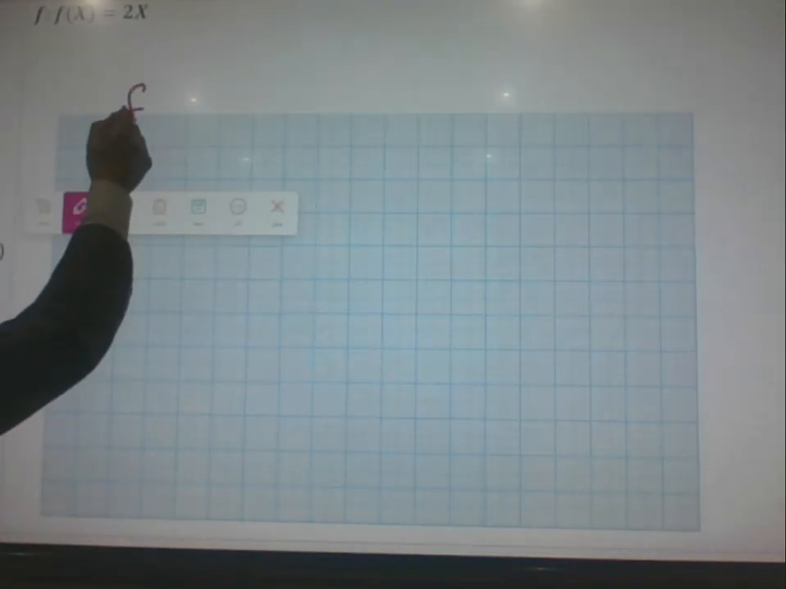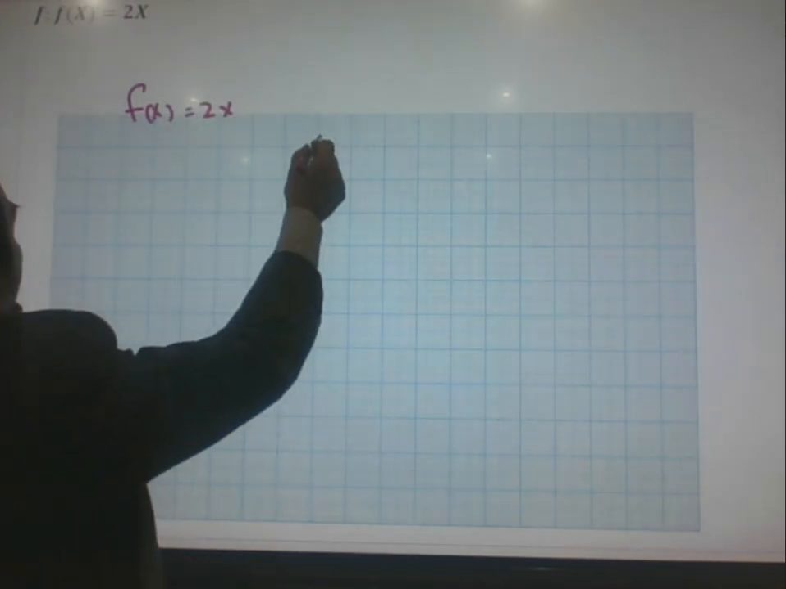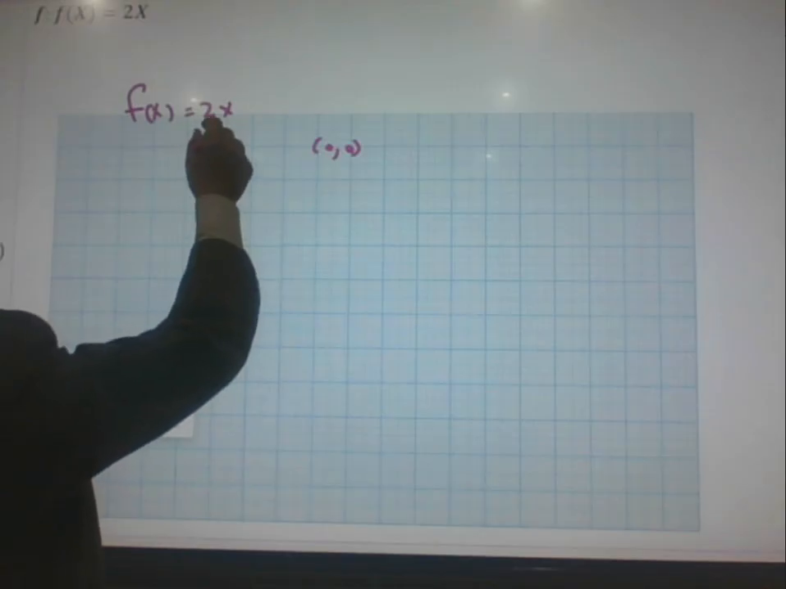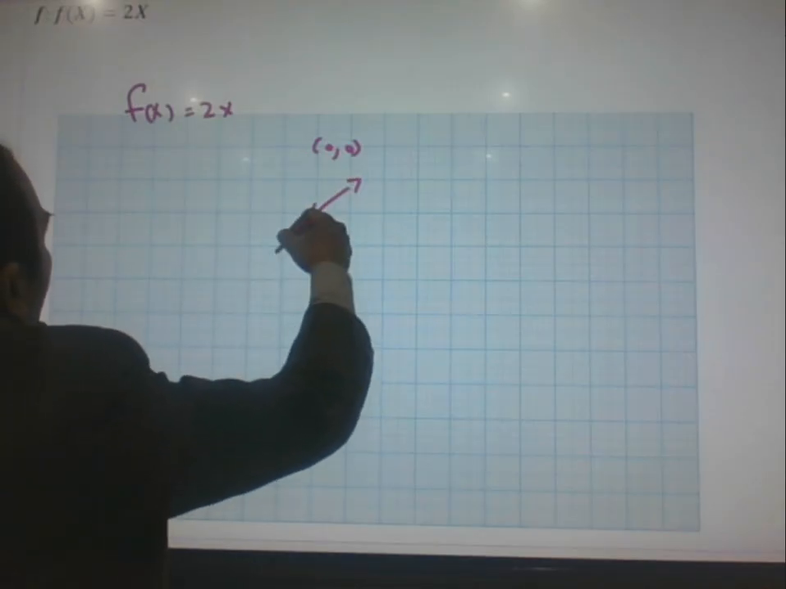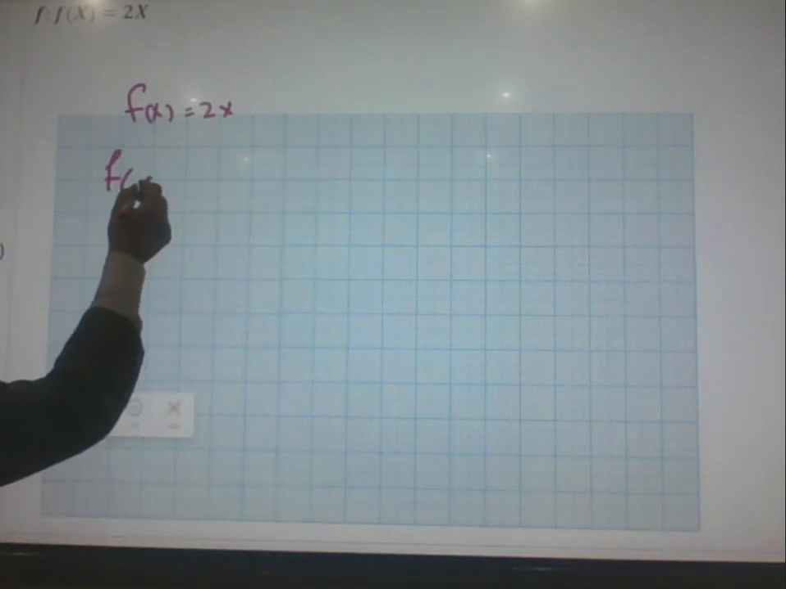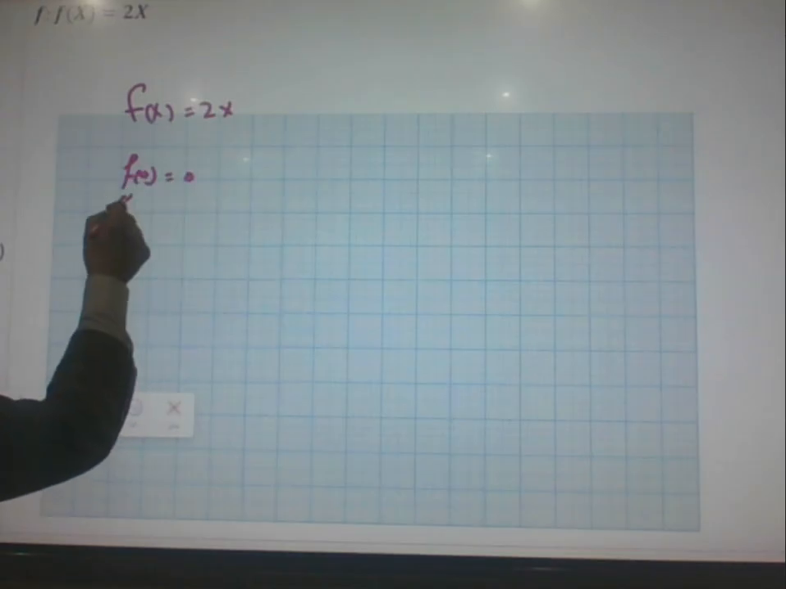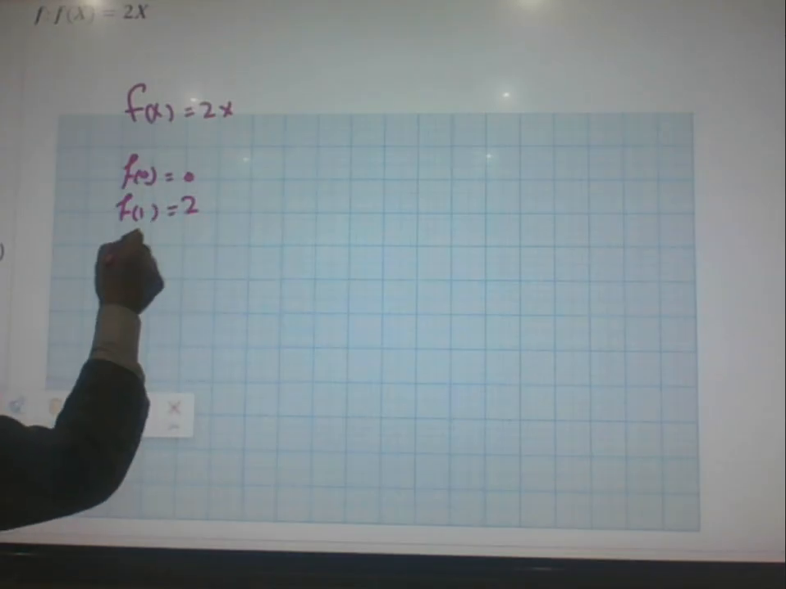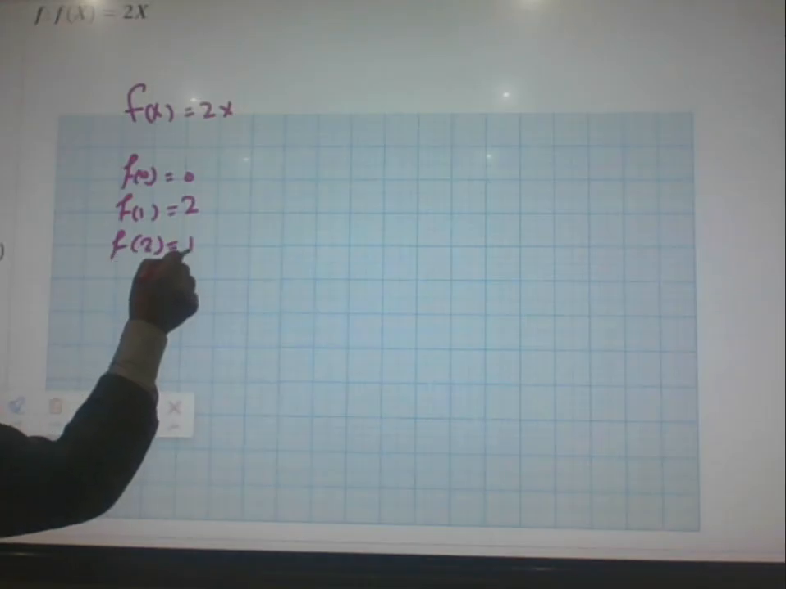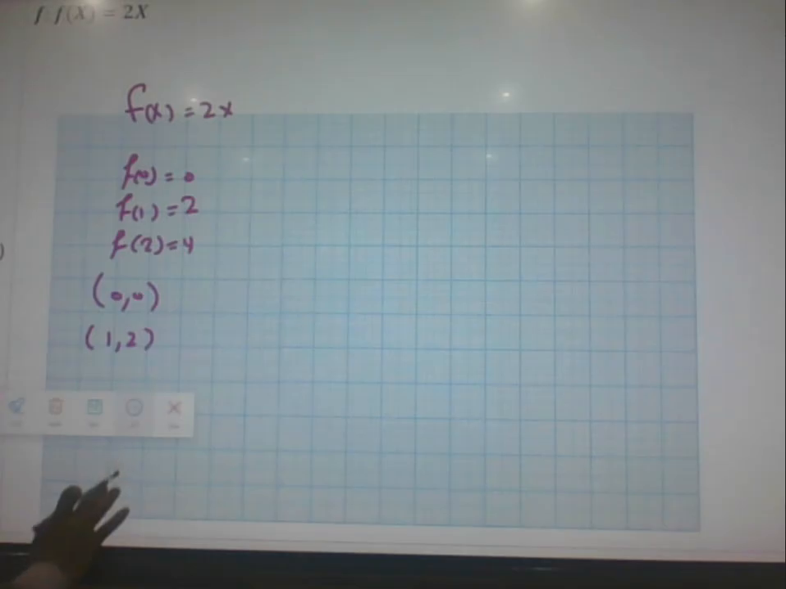This function f of x is equal to 2x. We have no constant. Then the straight line here passes through the point 0 and 0. As the coefficient of x equals 2, the straight line will be increasing. So first step, I will draw the table and find the function values: f of 0 equals 0, f of 1 equals 2 times 1 equals 2, f of 2 equals 2 times 2, 4. Then the first point is 0 and 0, second 1 and 2, and third, we have 2 and 4.